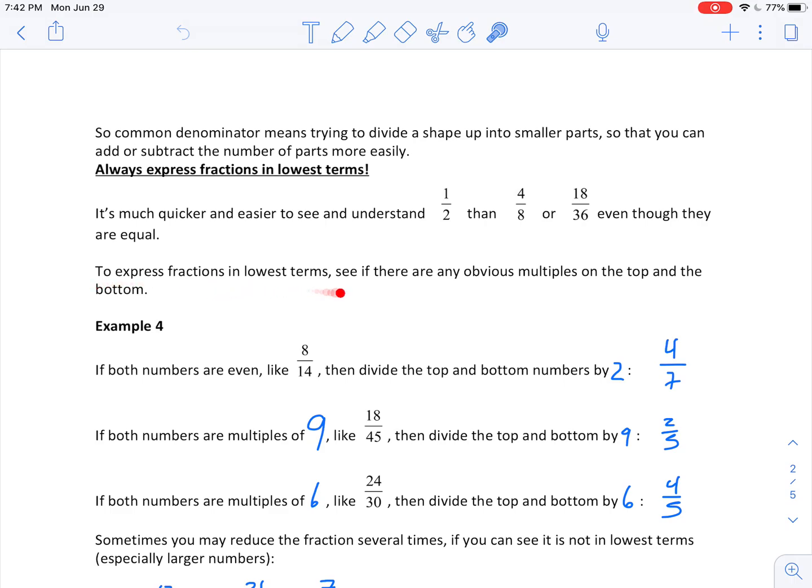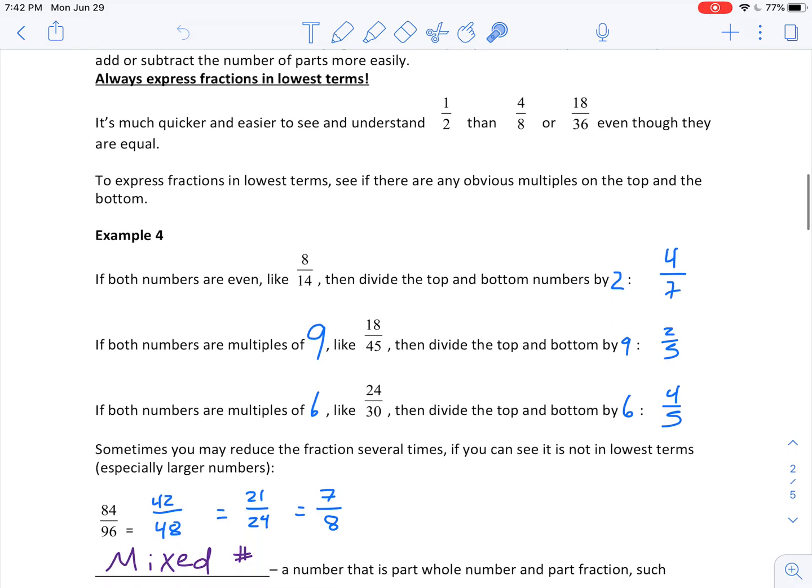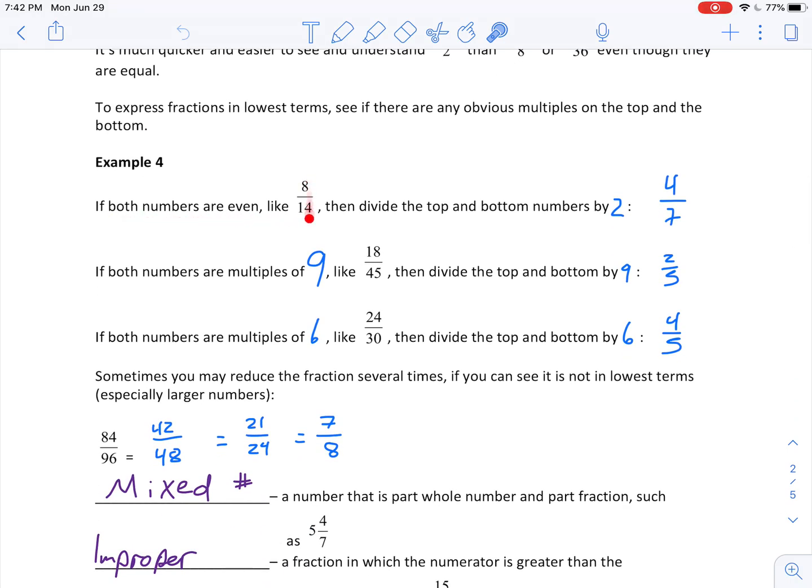To express fractions in lowest terms, see if there are any obvious multiples on the top and the bottom. In the examples we have, if both numbers are even, like 8 and 14, then divide the top and bottom numbers by 2. Right? So 8 divided by 2, 14 divided by 2 gives us 4 over 7. We can't really go any further, so this would be lowest terms. If both numbers are multiples of 9, like here, 18 and 45, then divide the top and bottom by that 9, and we end up getting our lowest term, which would be 2 over 5. If both are multiples of 6, like 24 and 30, then divide the top and the bottom by 6, which would end up getting 4 over 5.